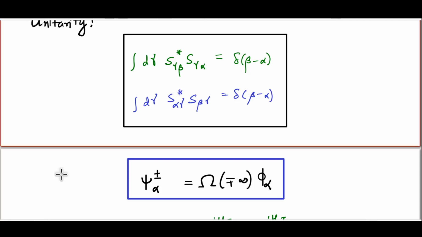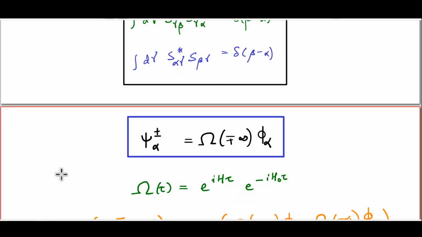these operators called Møller operators, omega at minus or plus infinity, where omega is an operator which you create out of the Hamiltonian H and the corresponding free Hamiltonian H0. Omega tau is e to the i H tau times e to the minus i H0 tau.